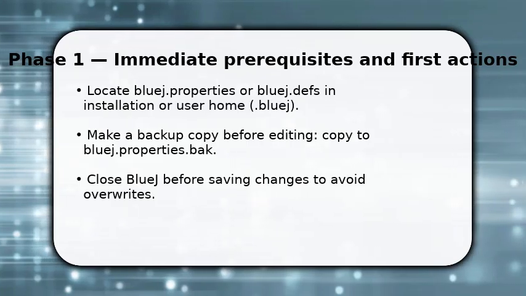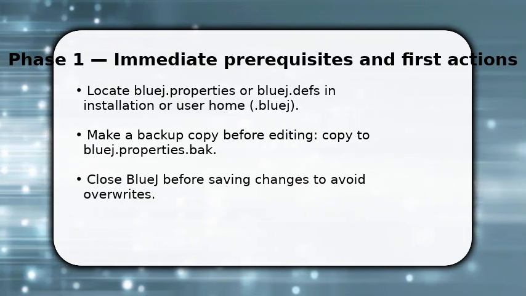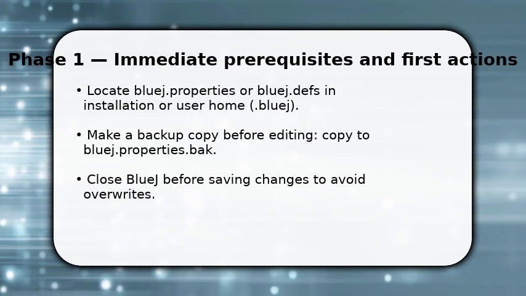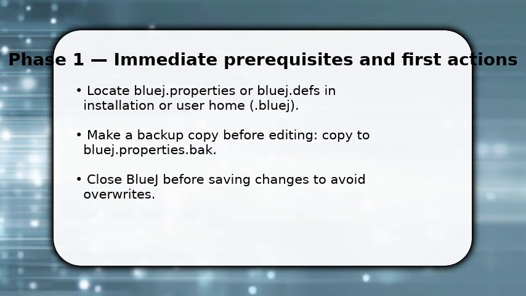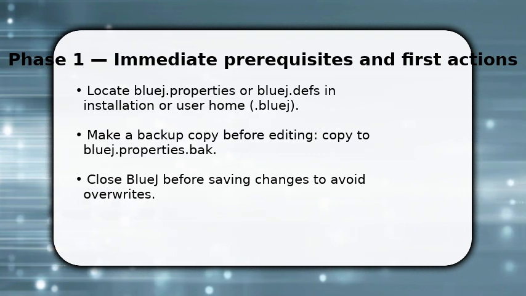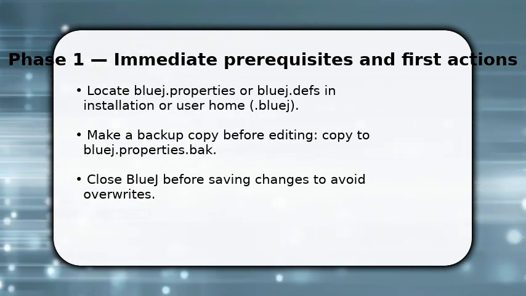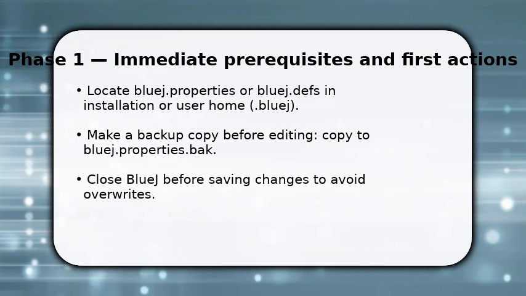You start by finding BlueJ's configuration file, not the GUI settings. Navigate to the BlueJ install folder or your user home BlueJ directory, look for bluej.properties or bluej.defs. Once found, make a backup copy so you can always revert. Close BlueJ first, changes won't reliably take if the app is running.